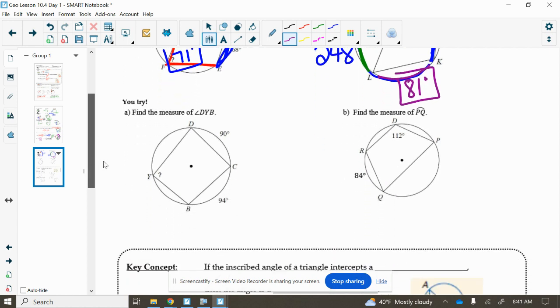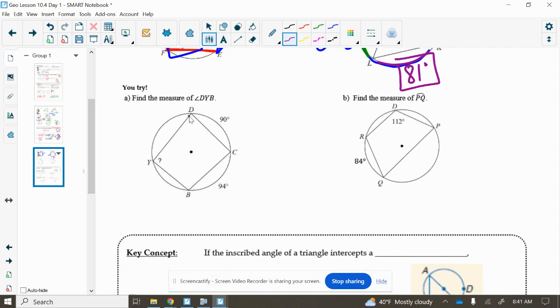Two examples for you to try now over here. They want you to find the measure of angle DYB. And you are given the angle RDP. You are looking to find eventually P to Q.